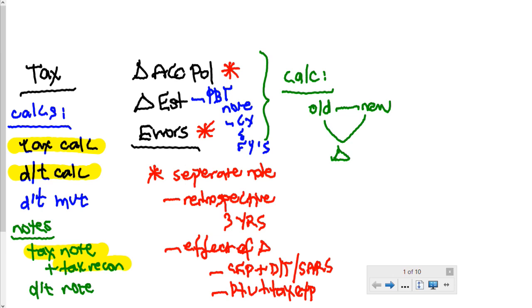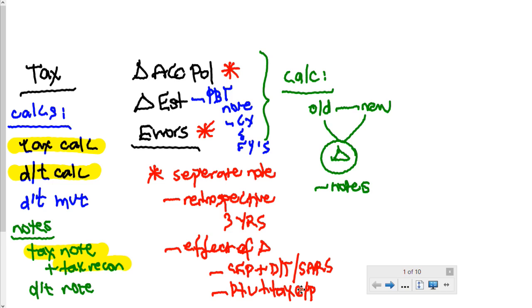Accounting policies and errors, we're looking at restating the past, correcting the past, and we have a separate note where we talk about the effect of that restatement. Changes in estimates are about changing the current year and the impact it has on the future. Completely different approaches or accounting treatments for the two. But the calculation for all three of these is old, new, change. And the change is then what lands up in the note. So that's the two big sections of work.